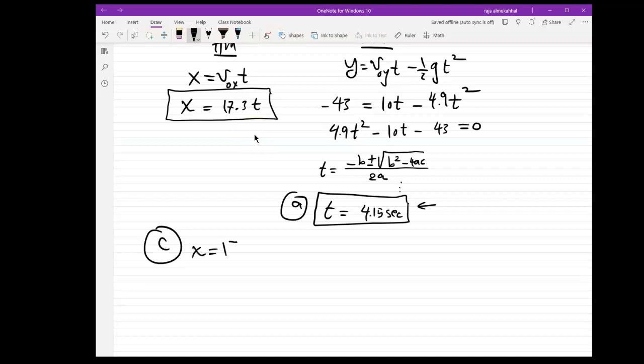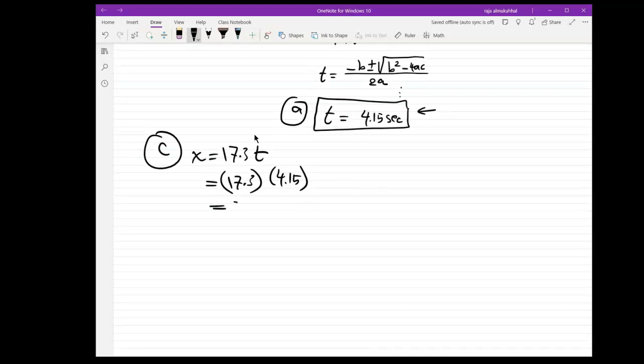So x equals 17.3 t. That will be 17.3 times 4.15, and that will give me 71.89, which is about 72. In my notes, I have 72. Let's keep it 72. So I have 72 meters. And there we go. That's the range of the projectile, the range of the stone. The stone is going to land 72 meters away from the foot of the cliff. That's basically the meaning of it.